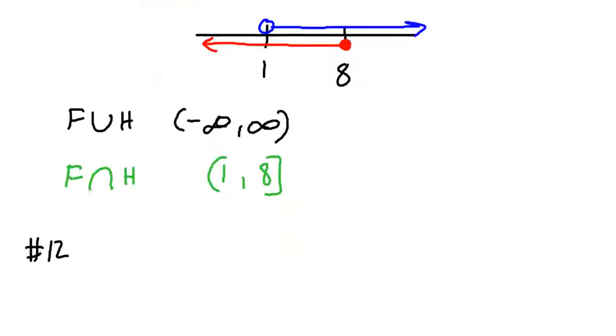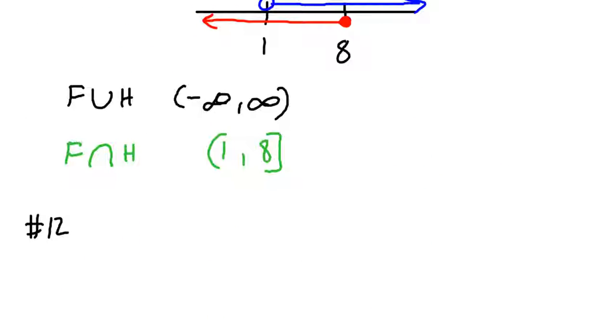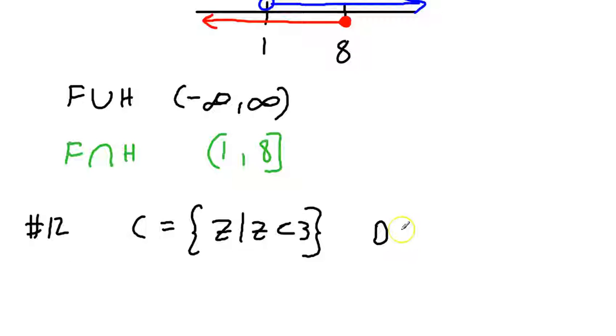That's number 12, right? Yeah. All right, number 12. Same thing on this one. We're going to go with C is equal to, so I'm going to go with Z, where Z is less than 3. And then D, where Z is greater than or equal to 8.